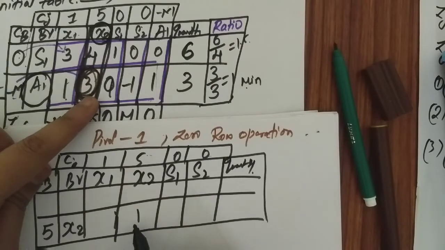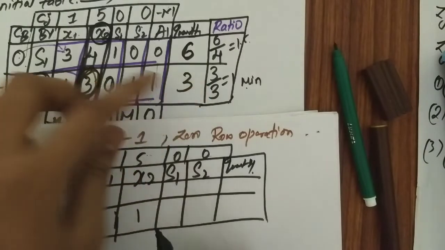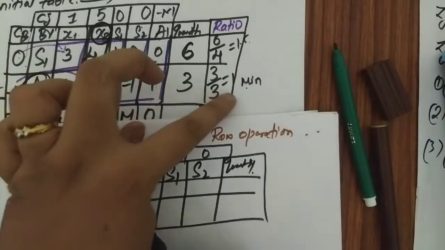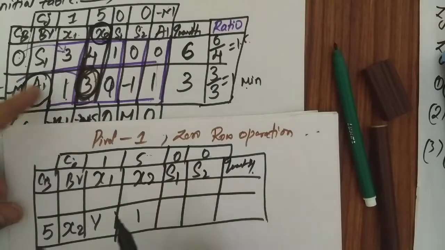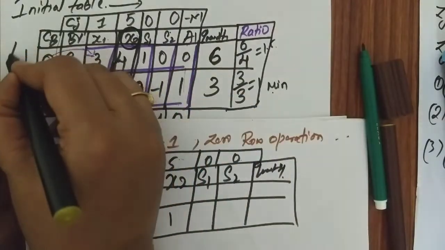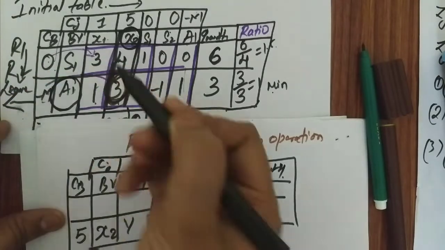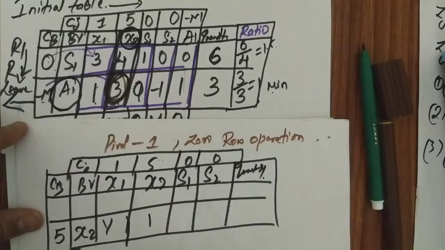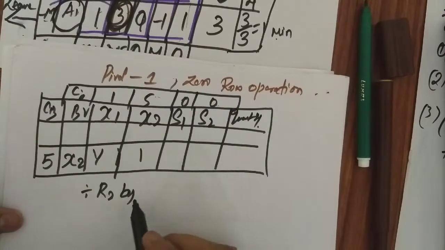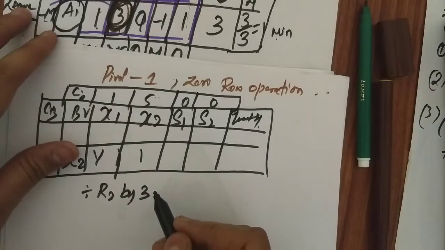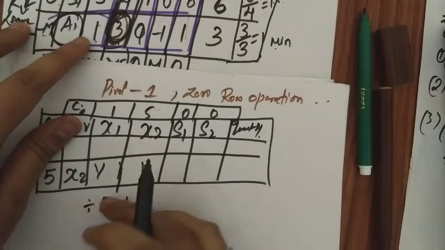Next step, I have to make this pivotal 1. How can I make this pivotal 1? By dividing the entire row. If I take this as R1 and this as R2, what I am doing here is dividing R2 by 3. So here it is 1.